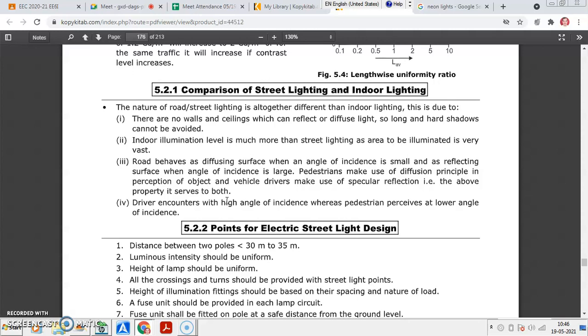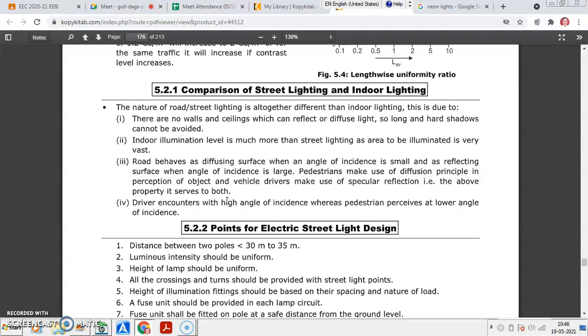There are no walls and ceilings which can reflect or diffuse light, particularly for street lighting, so hard shadows cannot be avoided. Indoor illumination level is much more than street light, and the area to be illuminated is very vast, and there are walls and ceilings in indoor lights.